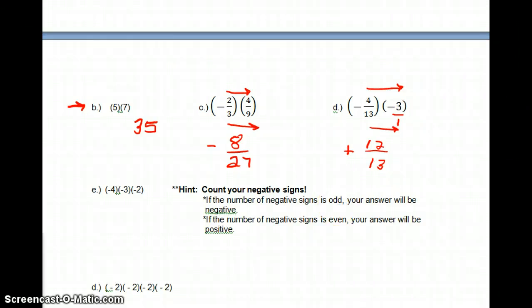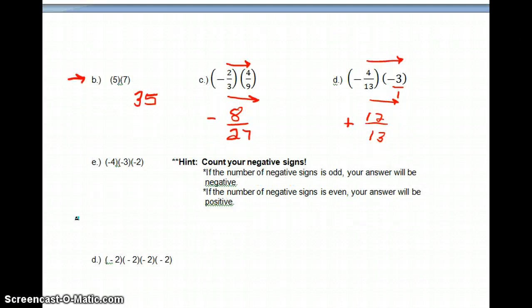Now, letters E and F, my apologies, that threw me off for a second, are a special type of problem. Now, obviously we can follow the rules I've taught you. Take your negative times a negative, make a positive, times a negative is going to be a negative. But what I want you to learn here is that there's a trick to these types of problems when you have more than one factor that you're multiplying.